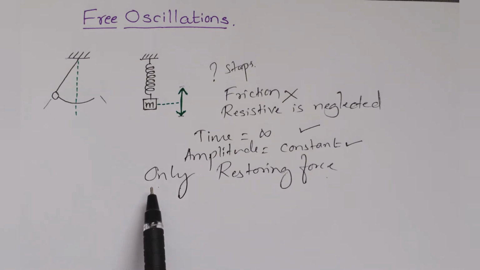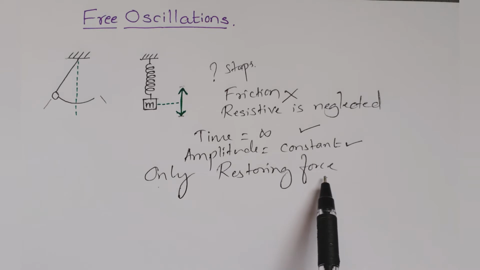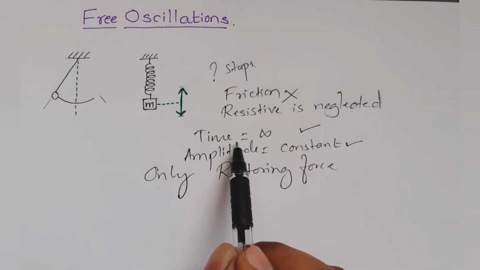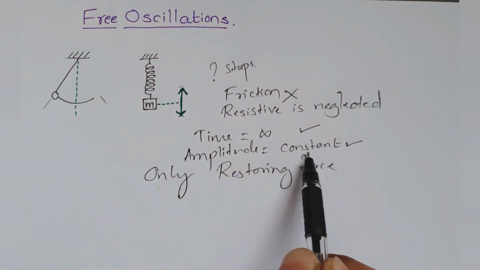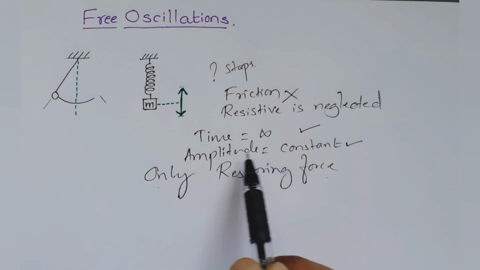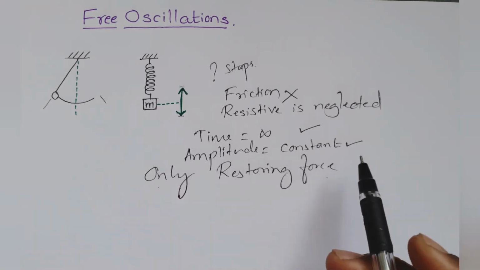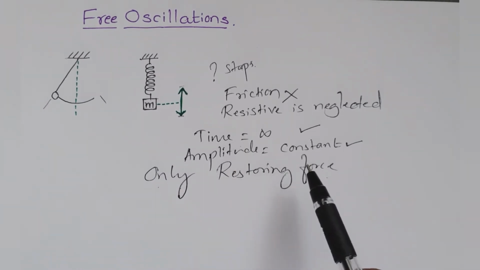Free oscillations are the oscillations in which only the restoring force is present, the time of oscillation is infinite, and the amplitude remains constant. The amplitude of free oscillations is undiminished; it is not going to diminish, it will be constant. So these three points should be included in our definition of free oscillations.